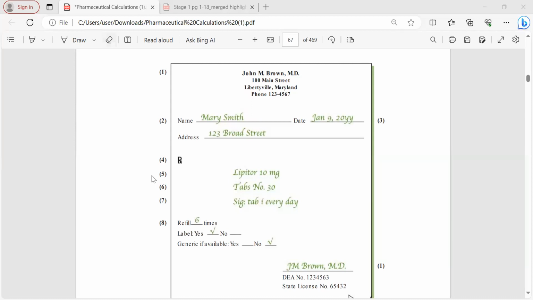Yeah, so basically that's it for prescriptions. But now, for you to be able to actually interpret and dispense whatever is written, you at least need to know some of the few Latin words and some abbreviations used. So we look at that, then we do calculations.